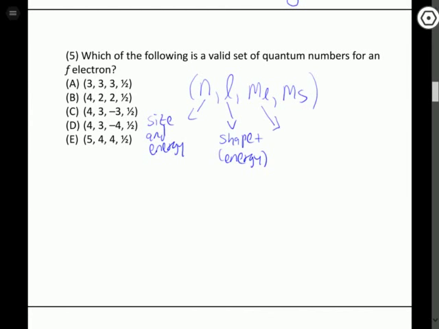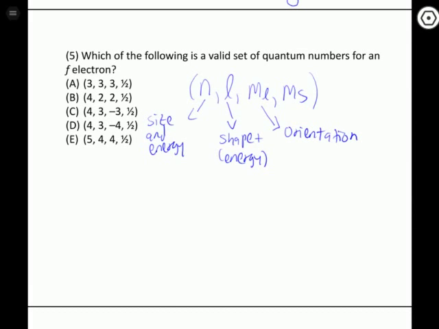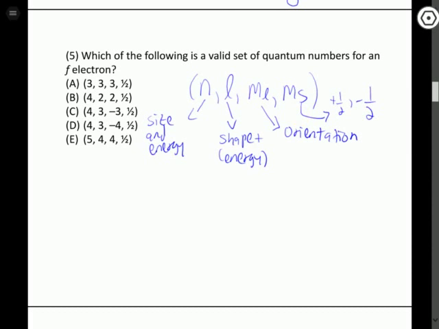m sub L is the orientation of the orbital. So the 3 different p orbitals that we saw on the last slide, px, py, and pz, are going to have 3 different m sub L values. That's what that number tells you. And then m sub s is just plus 1/2 or minus 1/2. It's just a property of the electron. It has no bearing on orbital energy or orbital shape.